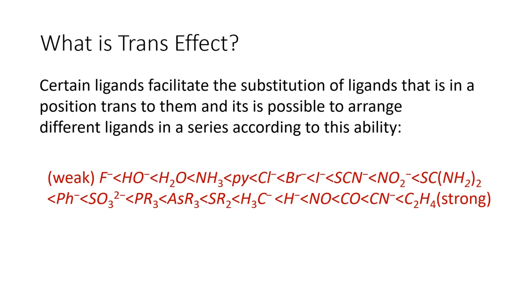The principle of the trans effect was first established by the scientist Chernyaev in 1926, when he observed substitution reactions at platinum-2. He observed that certain ligands facilitate the substitution of ligands that are in a position trans to them. In a square planar arrangement, there are 4 ligands, but each ligand is trans to another ligand.